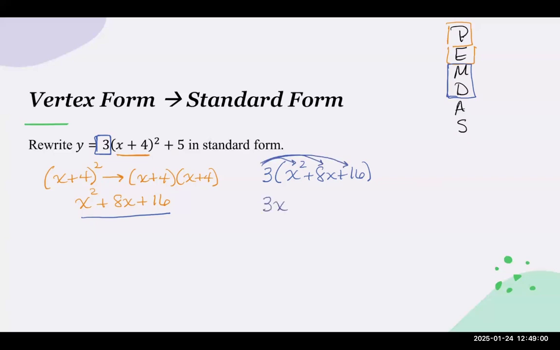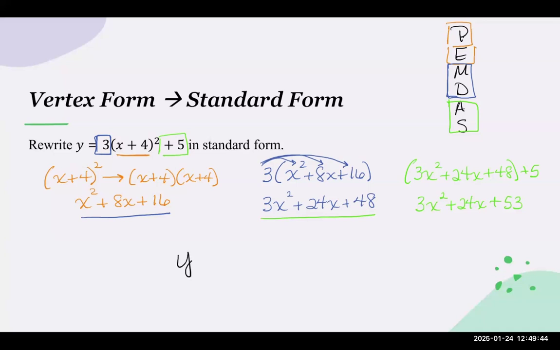So we'll have a 3x squared. 3 times 8 will give us 24x, and 3 times 16 will give us 48. And then finally, we need to deal with any adding or subtracting in the problem. Again, there's no subtraction, but we do have this addition of 5. So starting with our previous result again, 3x squared plus 24x plus 48, to that, we will add a 5, which means we're looking at 3x squared plus 24x plus 53.